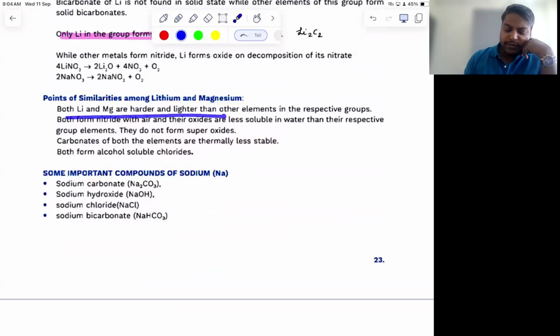Both lithium and magnesium are hard and lighter than the other elements in their respective groups. Both form nitride with air, and their oxides are less soluble in water, and they do not form superoxides. Carbonates of both elements are thermally less stable. Both form alcohol soluble chlorides. Okay, these are the similarities between lithium and magnesium.